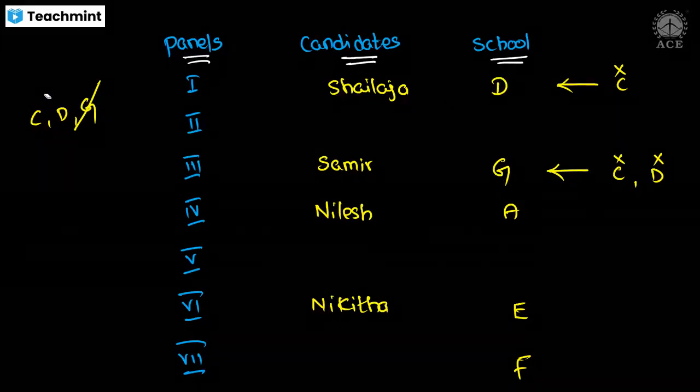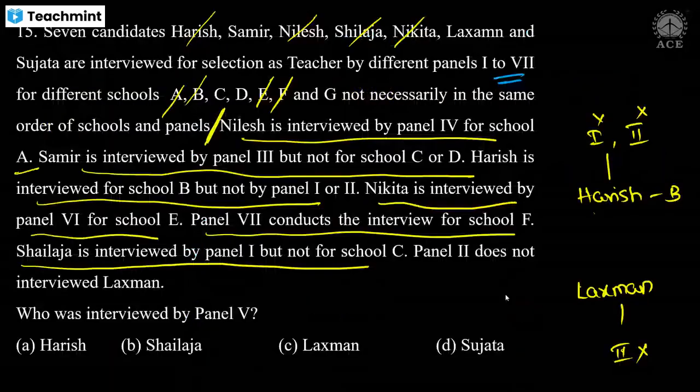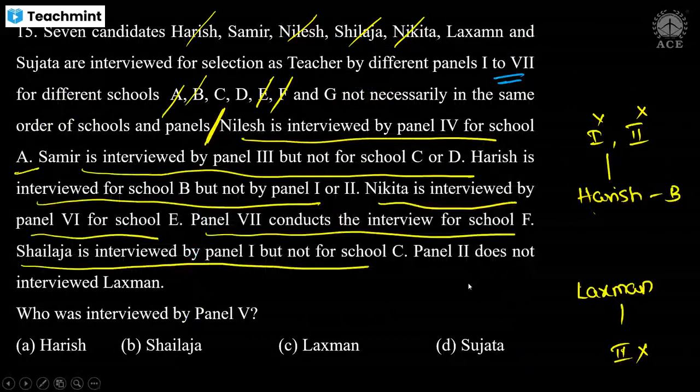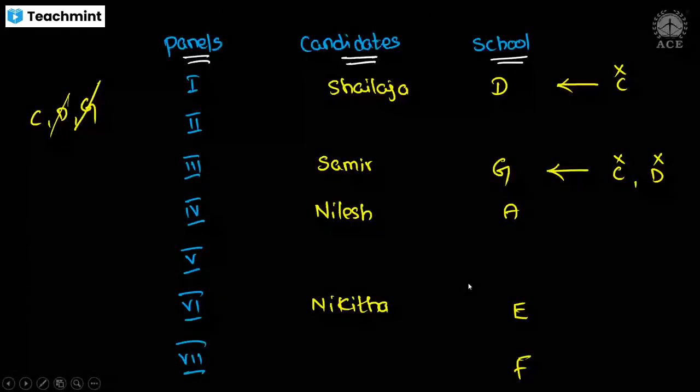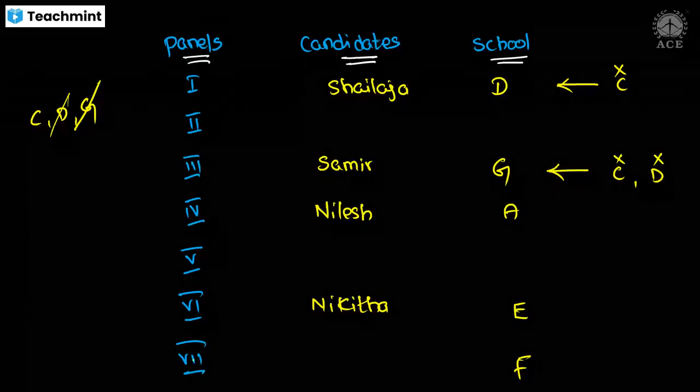Now, which schools are left over? C and B. School C is there, school B is there. Related to school C or B, any information? Panel 2, not for Lakshman. So Lakshman cannot occupy here. Lakshman can occupy 7 also.